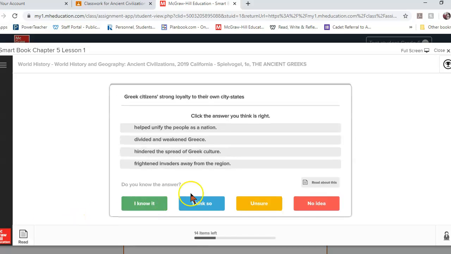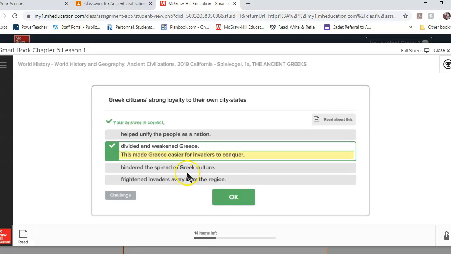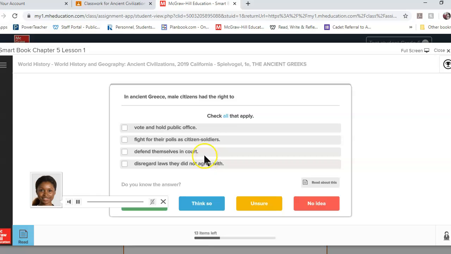And let's say I go in here and it says Greek citizens' strong loyalty to their own city-states. Click the answers you think is right. I'm just going to click something random. I think so. Ooh, I was right. Wow. Okay, let's try another one. You've answered all of the questions relevant to the topics you've read about so far. Good. You can continue to practice if you want to, but if you do, you'll get questions about sections you haven't read yet. Okay, so it's telling me that because obviously you saw me click over. I didn't get a chance to read the Smart Book all the way through.